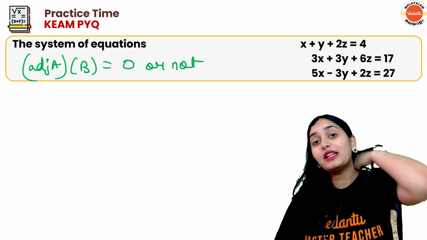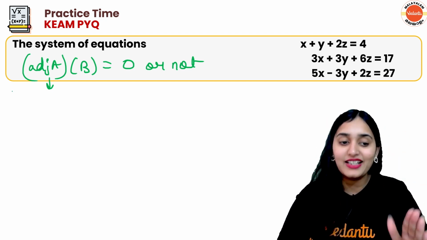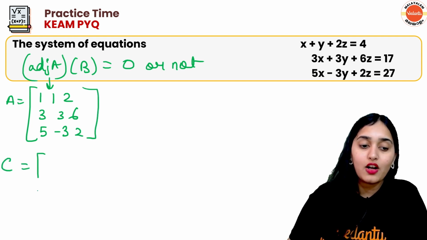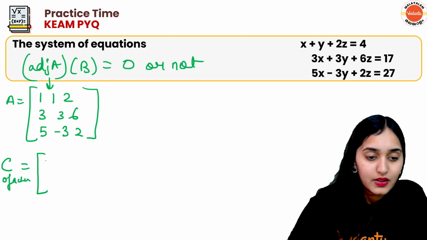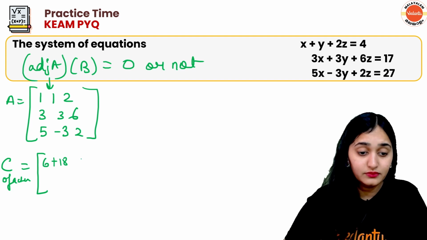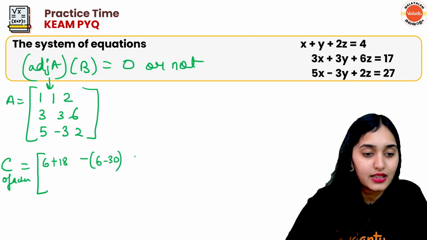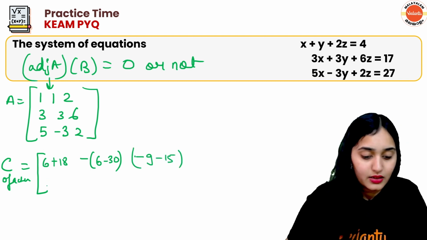First you calculate the adjoint of A. For the adjoint of A, you have to calculate the cofactors of A. So the first step is to calculate the cofactor of A. Your A matrix is 1, 1, 2, 3, 3, 6, 5, minus 3, 2. First I will calculate the cofactor of this matrix. The first cofactor will be 3 times 2 is 6, minus 6 times 3 is 18, so 6 plus 18. Next, minus sign into, remove this, 3 times 2 is 6, 6 times 5 is 30. Then plus sign into 3 times 3 is 9 and 5 times 3 is 15.